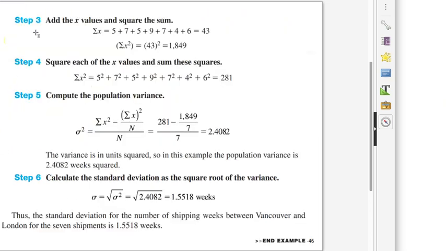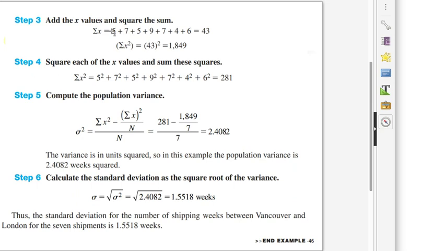Now step 3, add the x values and square the sum. These numbers are the weeks, number of weeks for the delivery of shipments. 5 plus 7 plus 5 plus 9 plus 7 plus 4 plus 6, which is equal to 43. And 43, if we square it, is 1,849.